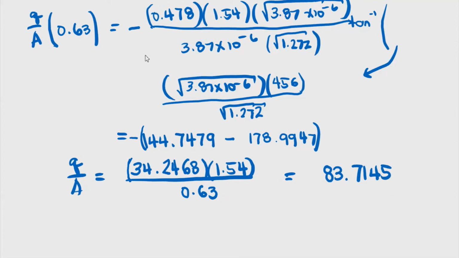So with that, our answer is equal to 83.7145. Now, what is the unit? So simply, the unit would be the heat flux. So siya is watt per area, so meter squared. So this is our final answer.